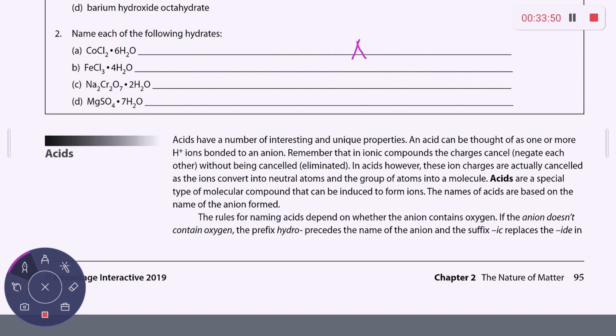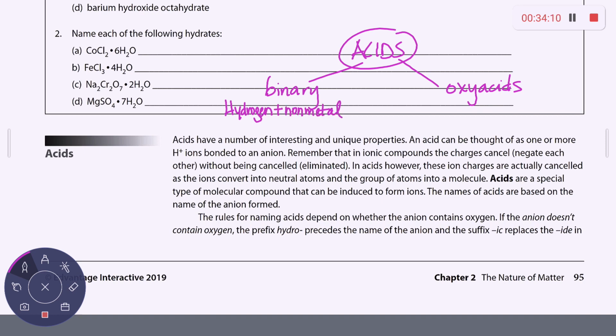Let me just write this here. You'll have binary acids and you'll have oxyacids. Okay? Binary acids contain hydrogen plus some other nonmetal dissolved in water. Okay, and there aren't very many of them.